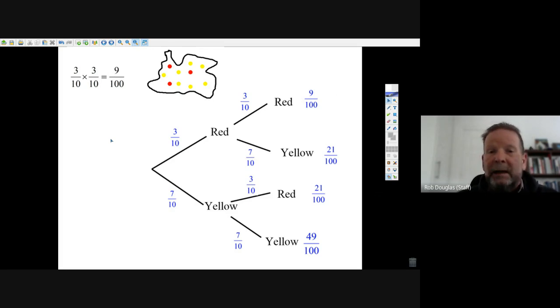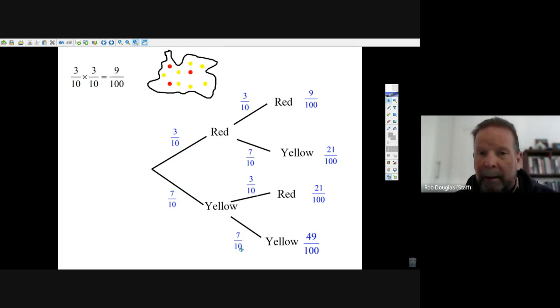But we can make a tree that answers all the questions. So take a look at this. If the chance of getting a red marble is 3 out of 10, well, there's 7 yellow marbles, so it must be 7 out of 10. So in the first trial, when you reach in, it's 3 out of 10 and 7 out of 10. If you do pick a red marble and then you pick another one, there's again 2 things that can happen, a red or yellow marble, and 2 chances that are exactly the same. And if you pick out a yellow marble first, then there's 2 things that can happen, red or yellow, and 2 chances, 3 out of 10 and 7 out of 10.